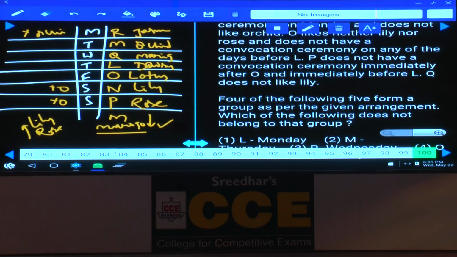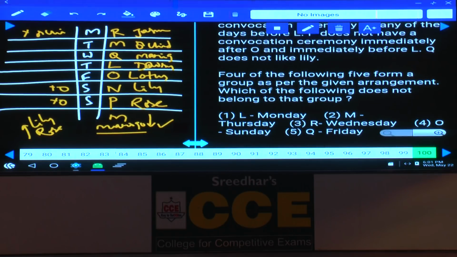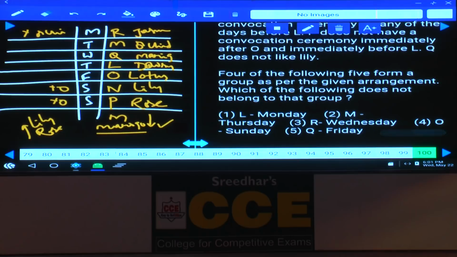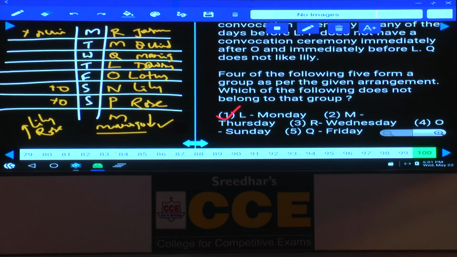Next one, 100. Now question number 100, 4 out of the following is nothing but an odd man out. L, Monday: L is 3 days after Monday. M and Thursday: M is before Thursday. R, Wednesday: R is before Wednesday. O and Sunday: O is before Sunday. Q is before Friday. Except choice 1, in the remaining, the person is before the day given. Choice 1 is the answer.